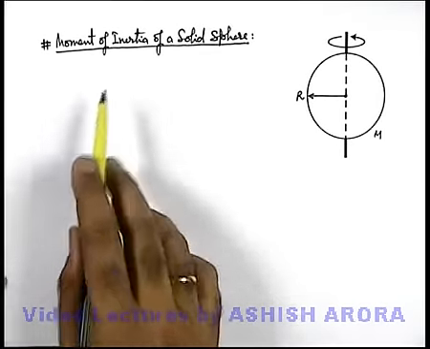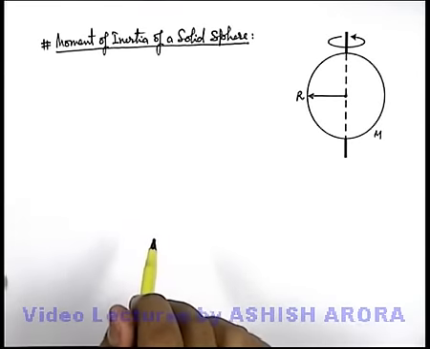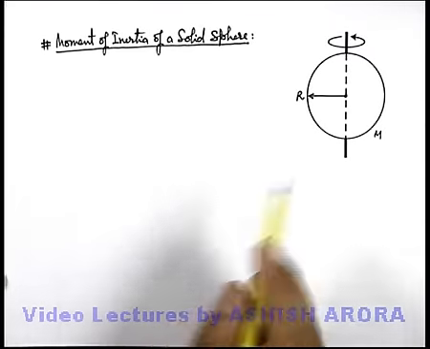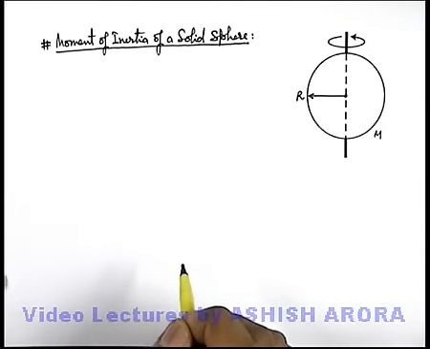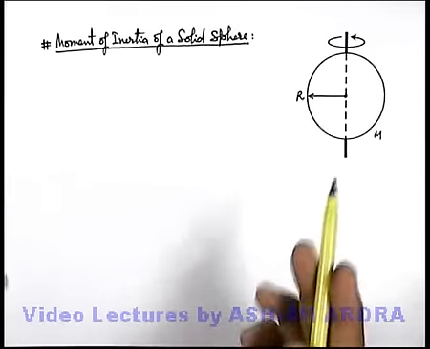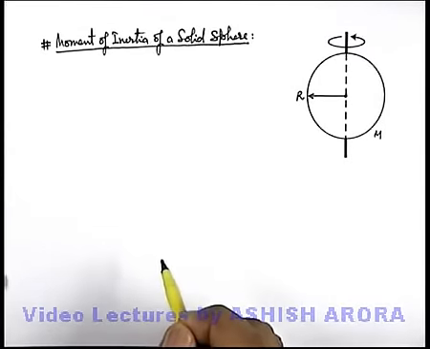Let us calculate the moment of inertia of a solid sphere. And again, as a solid sphere is a rigid body, we cannot directly evaluate it. We need to first consider small elements in the sphere, integrating which we find the total moment of inertia.